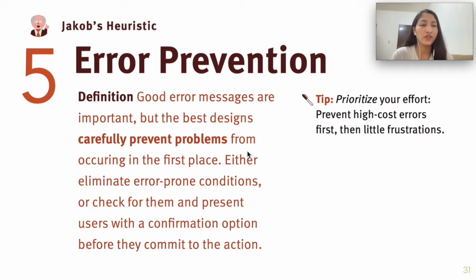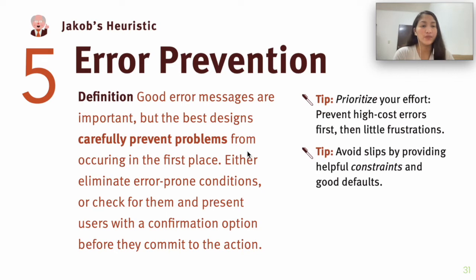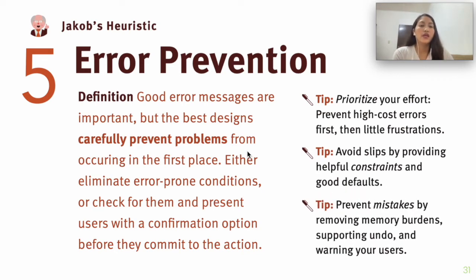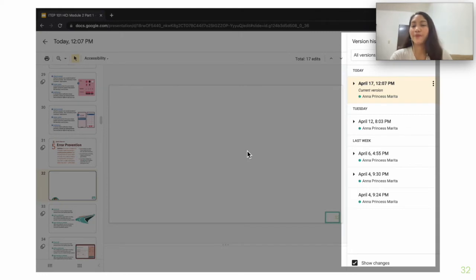So here are some tips. Prioritize your effort by preventing the high-cost errors first, then little frustrations as you go along. Second, avoid slips by providing helpful constraints and good defaults. And third, prevent mistakes by removing memory burden, supporting undo, and warning your users.